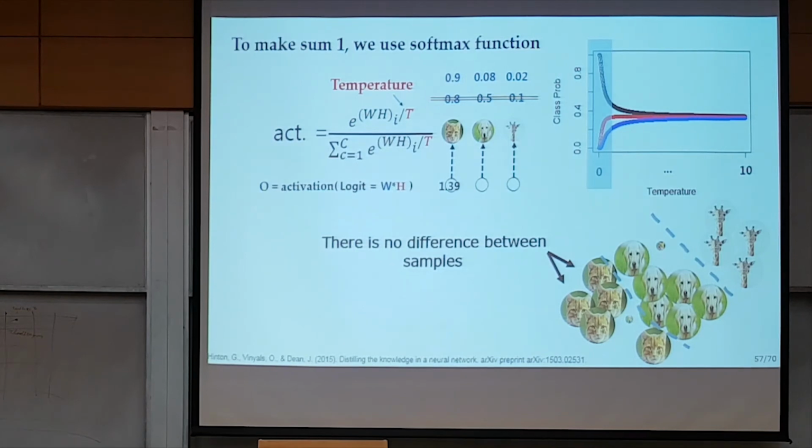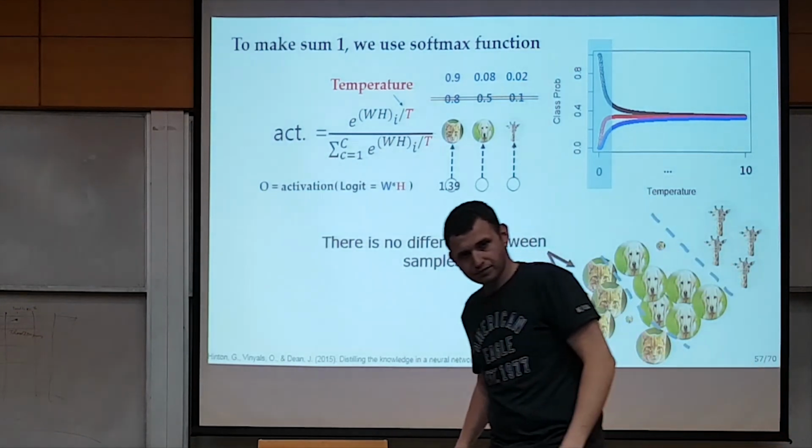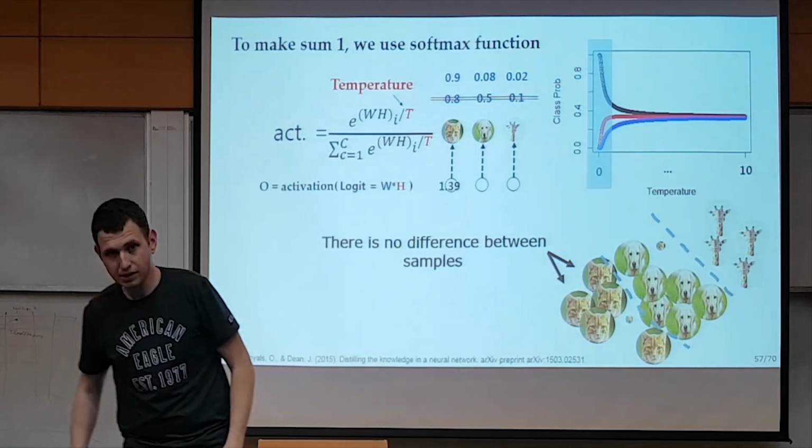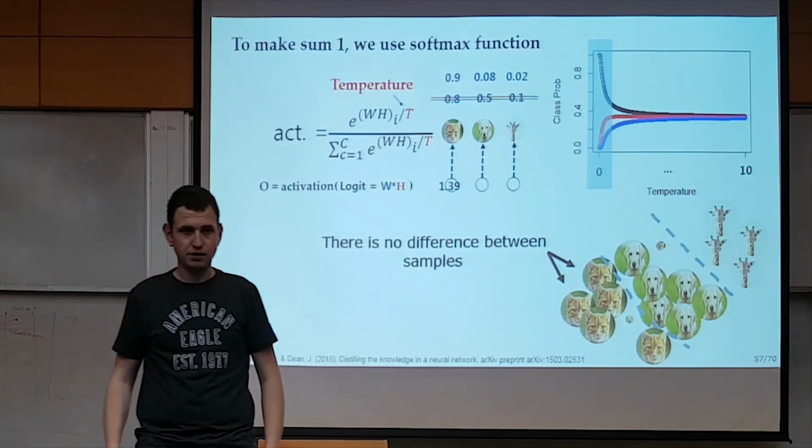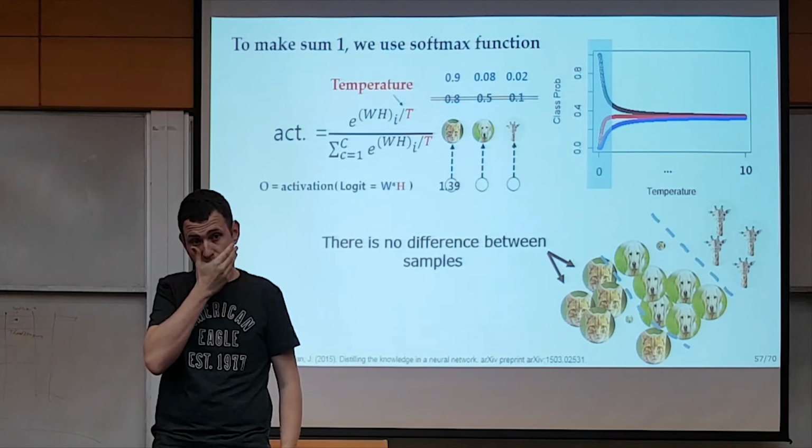Yeah. Wait, so what I'm missing here is that it seems the loss function, when you train the shallow network, should somehow incorporate the data from the ensemble. So we don't see that here. When you train the shallow network.